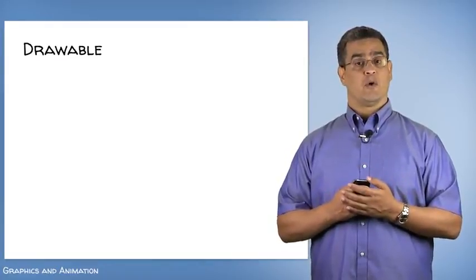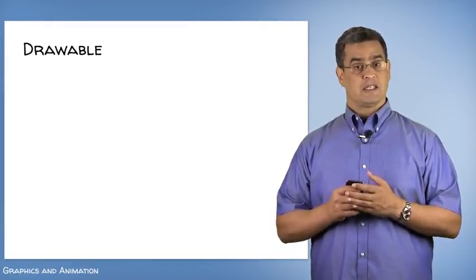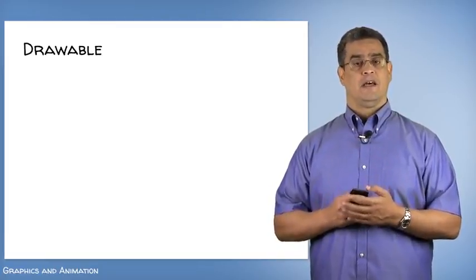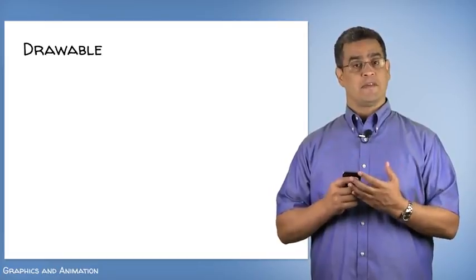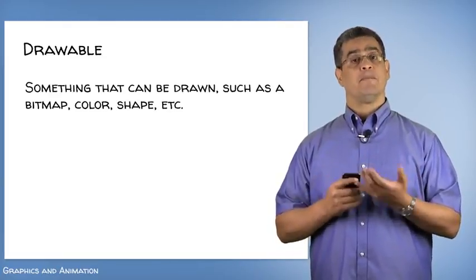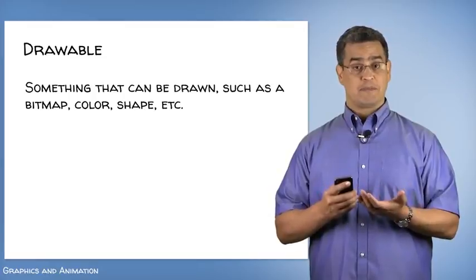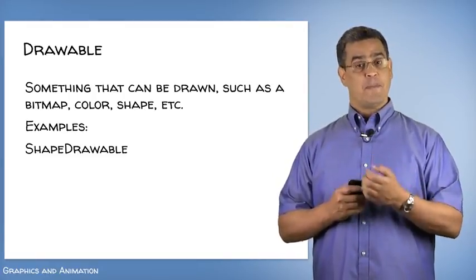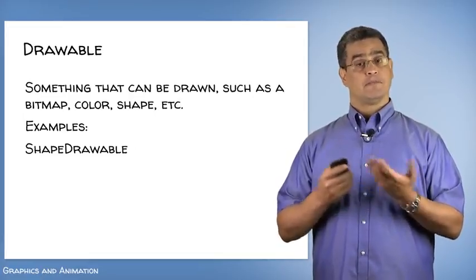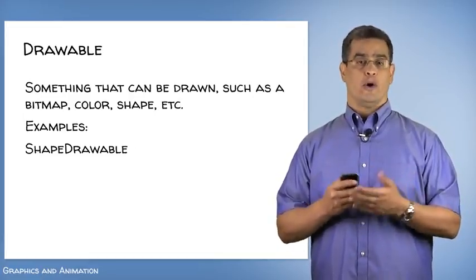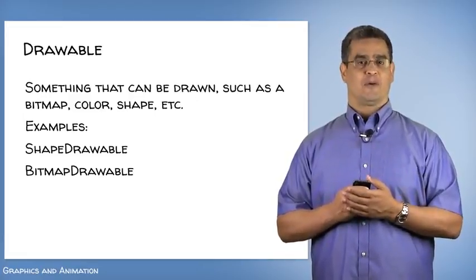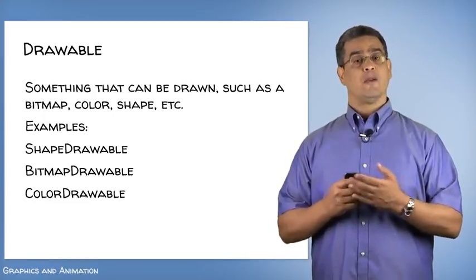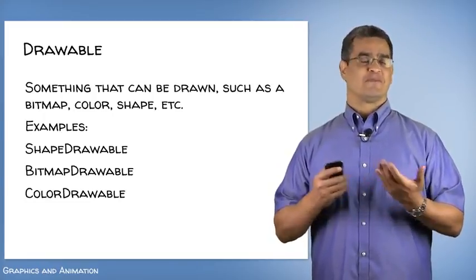There are many ways to draw with views, but in this lesson, I'll focus on drawing using the Drawable class. A drawable represents something that can be drawn, things like bitmaps, colors, shapes, and much more. Some simple drawables include the Shape Drawable class, which represents a shape such as a rectangle or an oval. The Bitmap Drawable class, which represents a matrix of pixels. And the Color Drawable class, which represents a solid color.